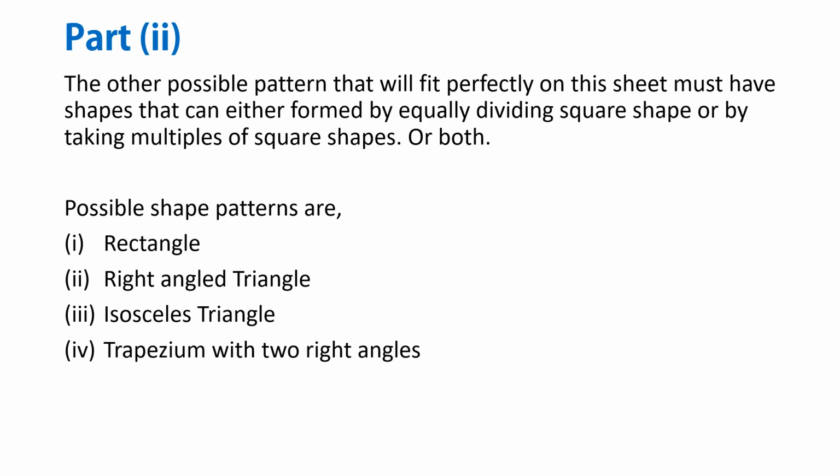Part 2. The other possible patterns that will fit perfectly on this sheet must have shapes that can be formed either by equally dividing a square shape or by taking multiples of square shapes or both. Possible shape patterns are rectangle, right-angled triangle, isosceles triangle, and trapezium with two right angles.